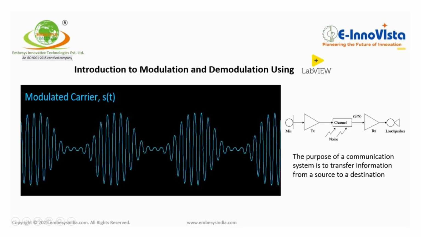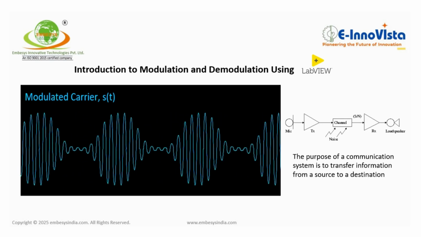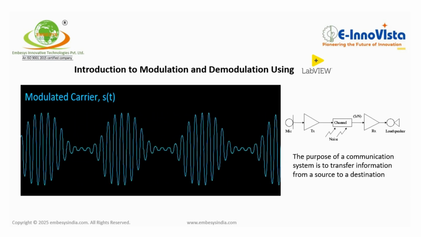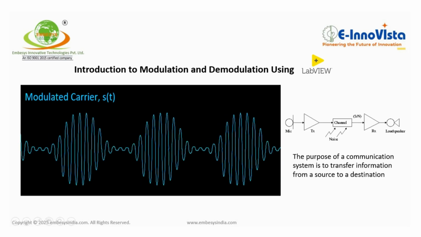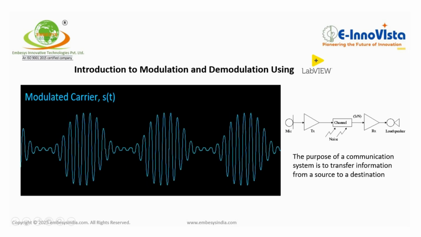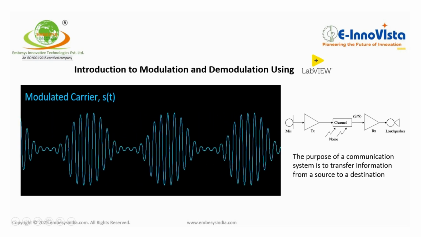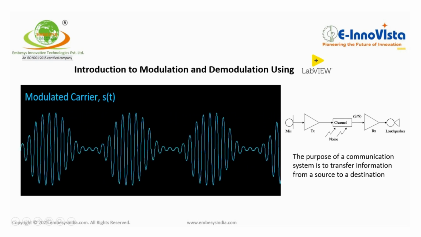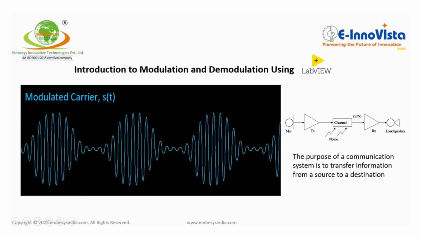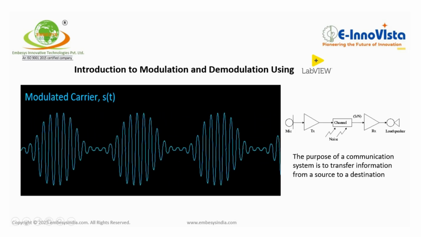In the context of modulation, communication refers to the process of transmitting information from a sender to a receiver over a communication channel. The key components are the transmitter, TX, the device that sends the information, RX, the receiver, the device that receives the information, and the channel, the medium through which the information is transmitted. So the purpose of the communication system is to transfer information from source to a destination.